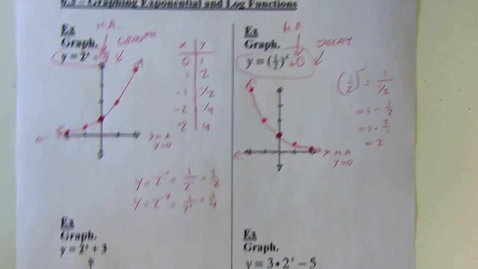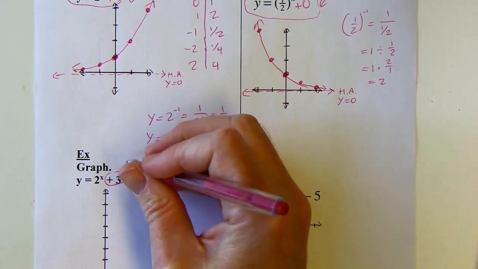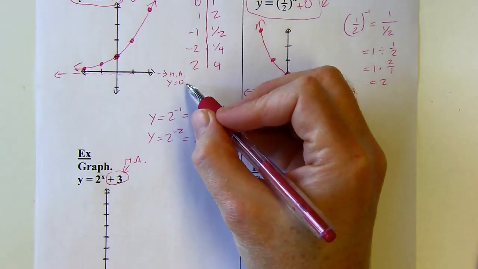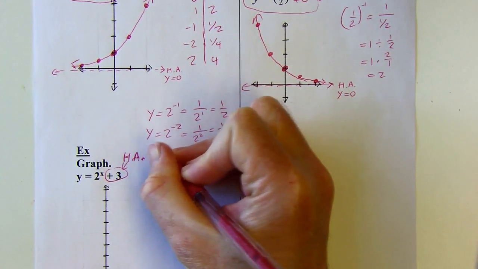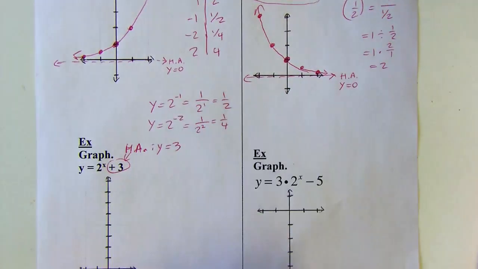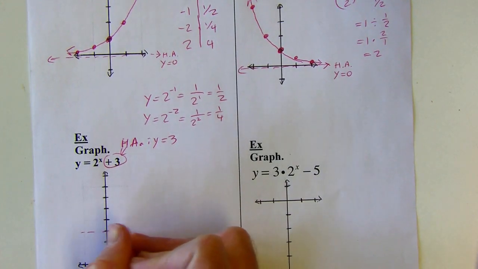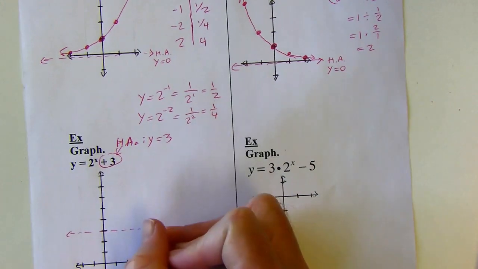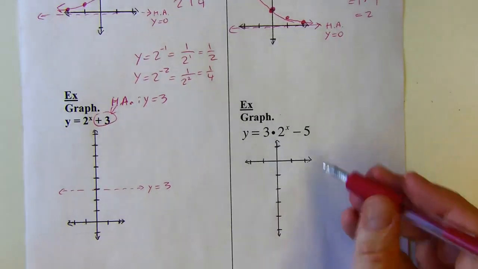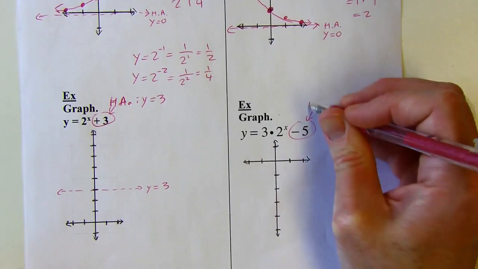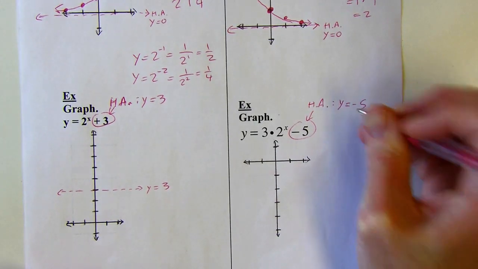So if I'm adding something other than 0, then that horizontal asymptote is going to move up or down. Let's look at this next example down here. I do have something added here. So my horizontal asymptote, instead of being y equals 0, is going to be y equals 3. So I'm going to plot that first. It's going to raise my horizontal asymptote up to here. So let's do this next one. I'm going to go back and finish this, but my horizontal asymptote is going to be y equals -5.